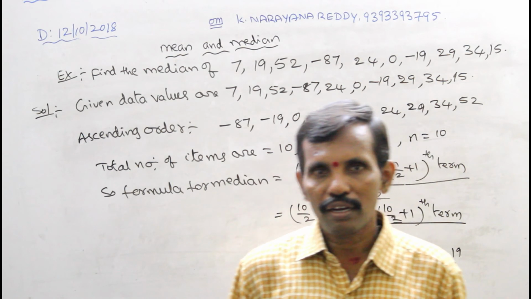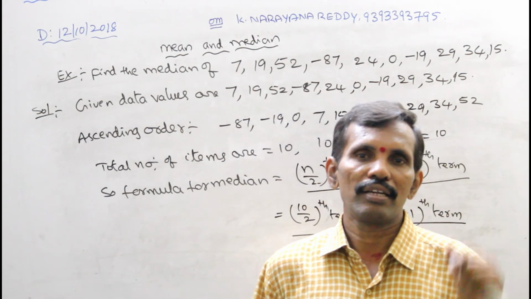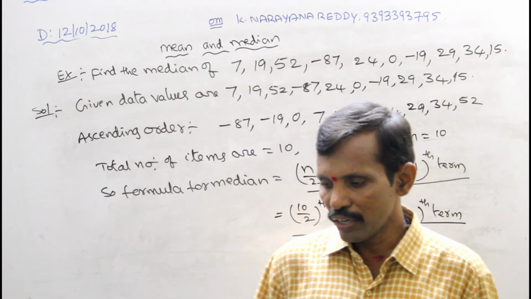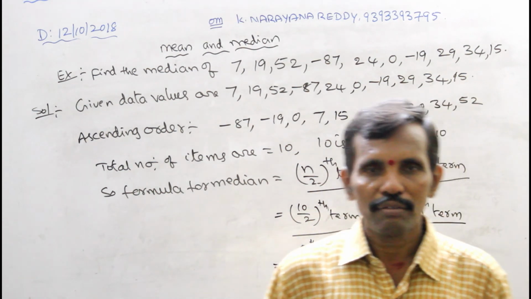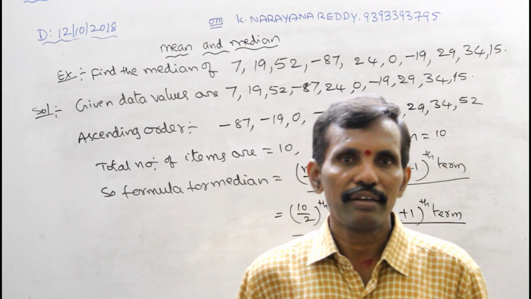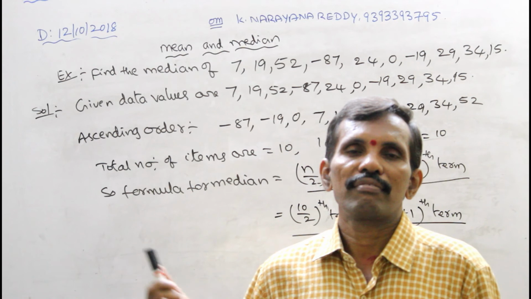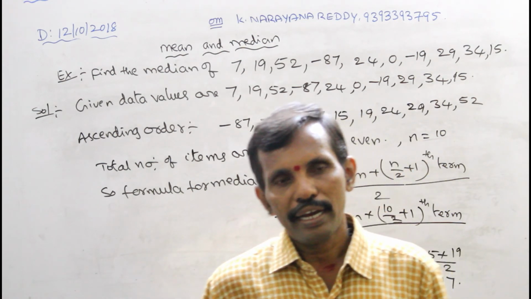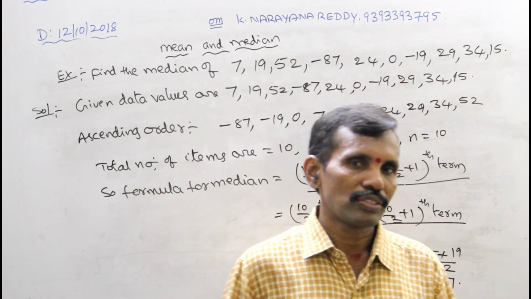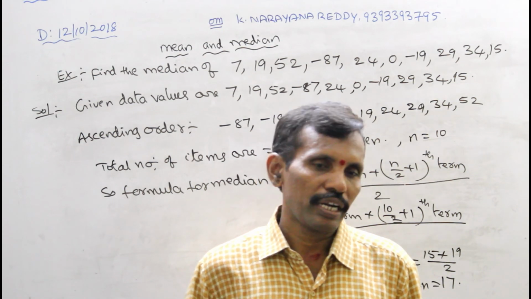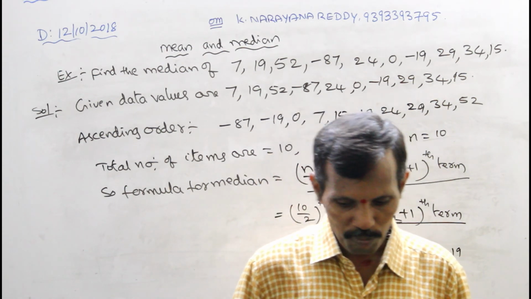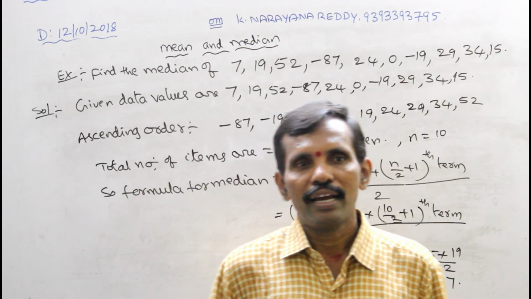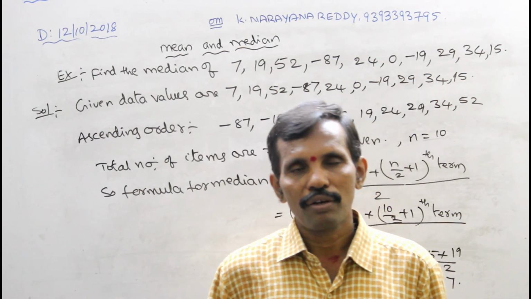Given the number of values is even, the number of items is even. Okay, dear friends, in this way you can do the problem to find the median, whenever data values are even and whenever data values are odd, and also for mean. Practice this, you can get the answer and the result, and you can remember it for a long time in your brain.